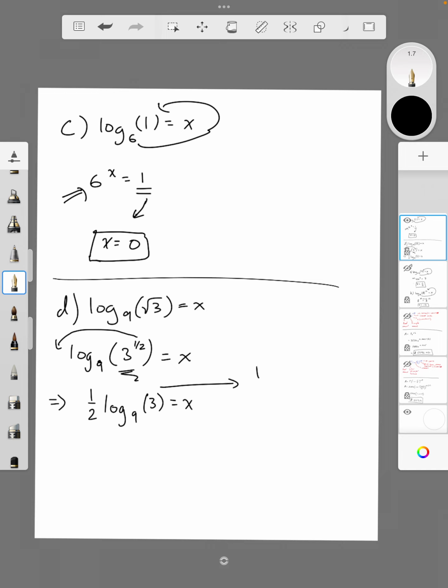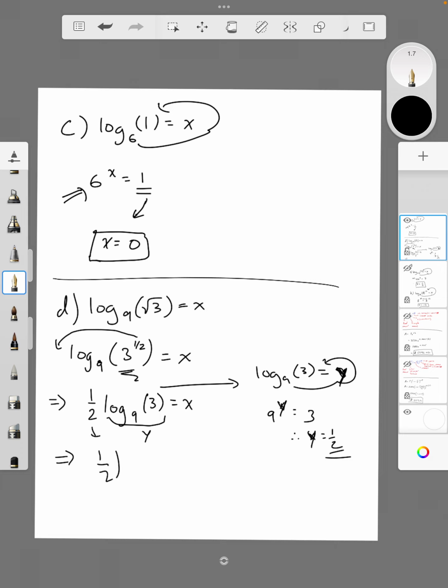Let's just solve log base 9 of 3 really quick. Log base 9 of 3 is equal to x, so we can do this thing, and we have 9 to the x is equal to 3. So x is equal to 1/2. Sorry, this is confusing. Let me just make that a y so we're not confused, and we're going to say this thing is y. Then plug this 1/2 into the y right here. We have 1/2 from the outside times the 1/2 from the y that we just solved is equal to x. So x is going to be equal to 1/4. And we're done.